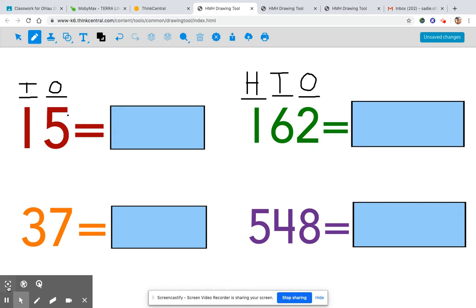Now, you might not remember exactly what that phrase means, expanded notation, but once we get started, you'll remember doing this from before. It's been a little while though, so let's do some practice problems together.